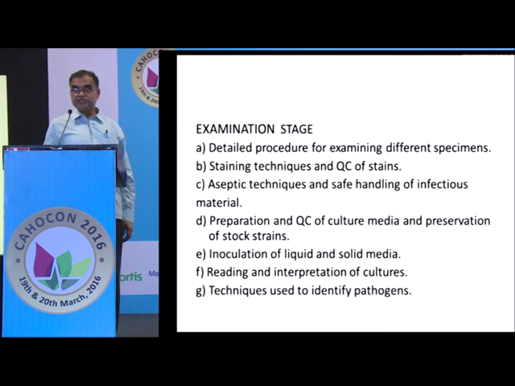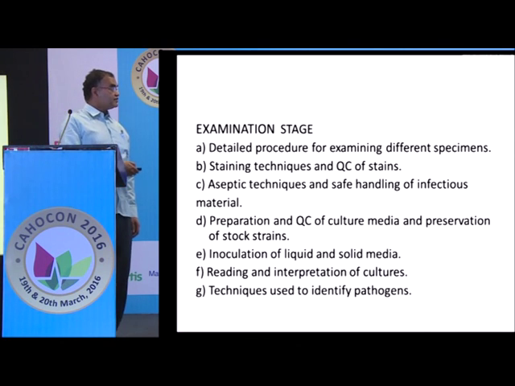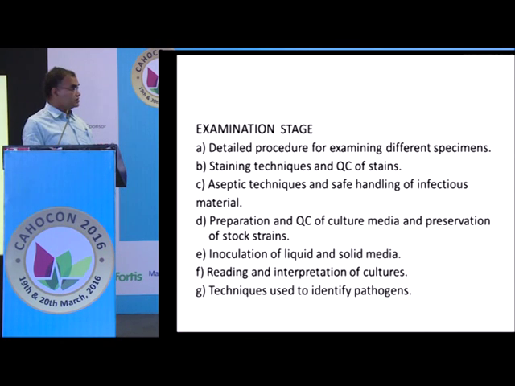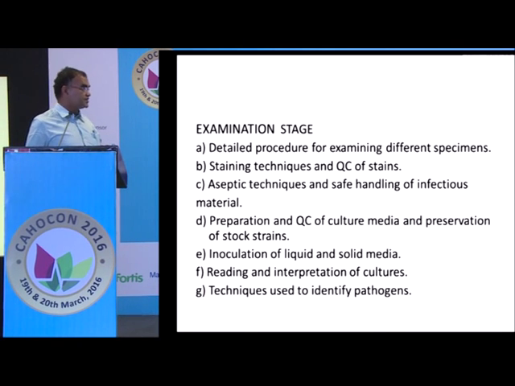Now, if you move on to the next step, you will definitely have the SOP, which will give you the procedure for examining different specimens. It may be in case of urine or serum, anything it may be. Then staining techniques, if you are going to do a Gram stain or an Albert stain, whatever, or a peripheral smear for malarial parasite. So all these things you will have to do.